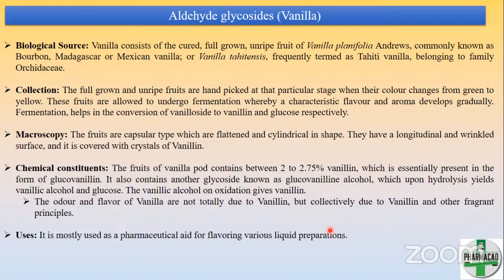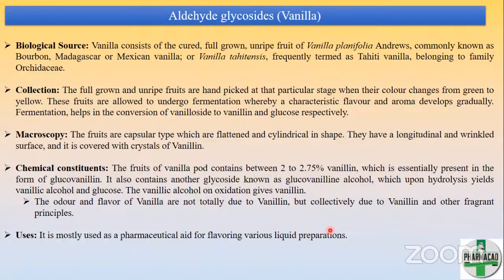Fermentation will help in conversion of vanilloside to vanillin and glucose respectively. In macroscopy, the fruits are capsular type, which are flattened and cylindrical in shape. They have a longitudinal and wrinkled surface, and it is covered with crystals of vanillin.